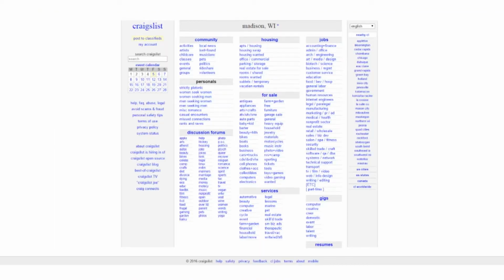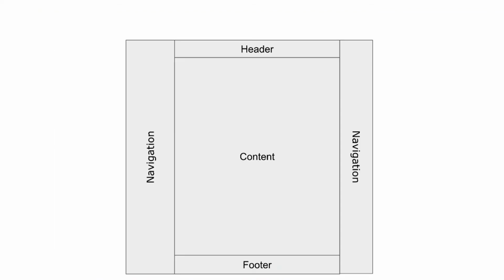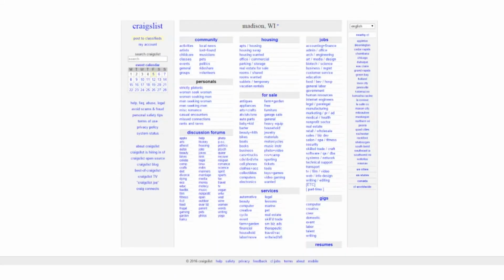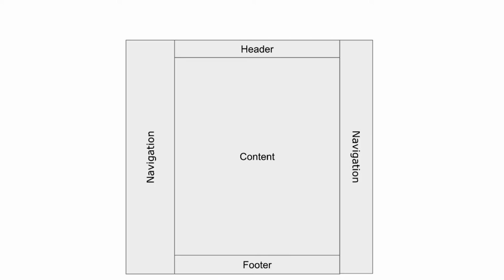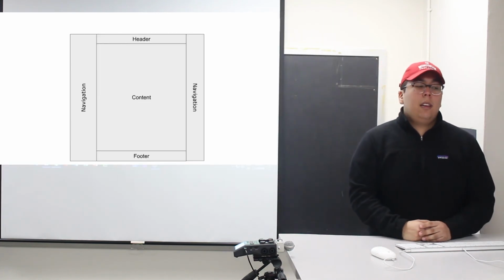Craigslist follows the header on the top, content in the middle, and then the two navigations on the side. As you can see, you can search different topics on the right-hand side, and on the left-hand side, there are also the different aspects of Craigslist, such as About Craigslist, Craigslist TV, and other things like that. And then you have your footer at the bottom. And so that is the last example of those website layouts.